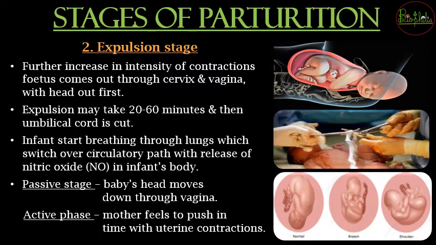Now the second stage of parturition, that is the expulsion stage. So what will happen in the expulsion stage? During the previous stage, the dilation phase, the cervix has been completely dilated to about 10 centimeters. Now the way of the birth canal, the gate, has been opened. Now that the gate has been opened, the baby can come out of the womb. So that is the expulsion stage.